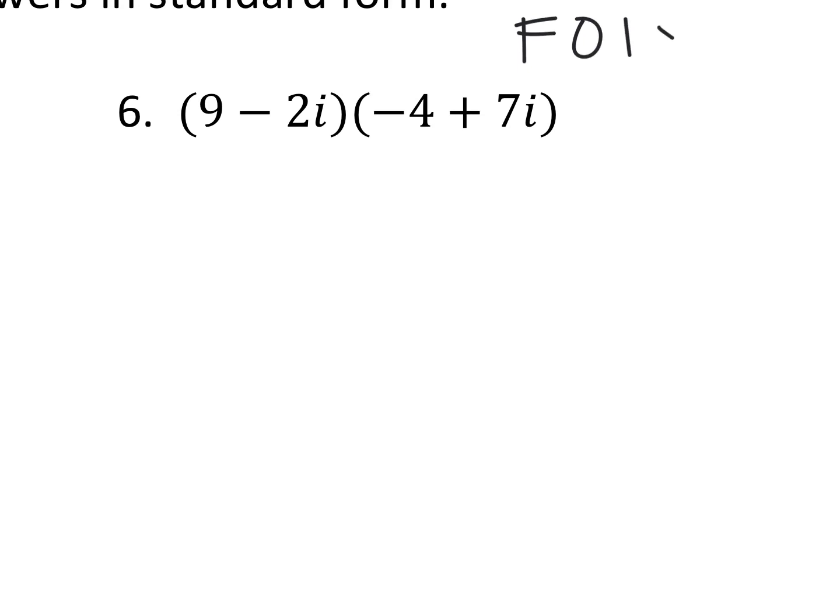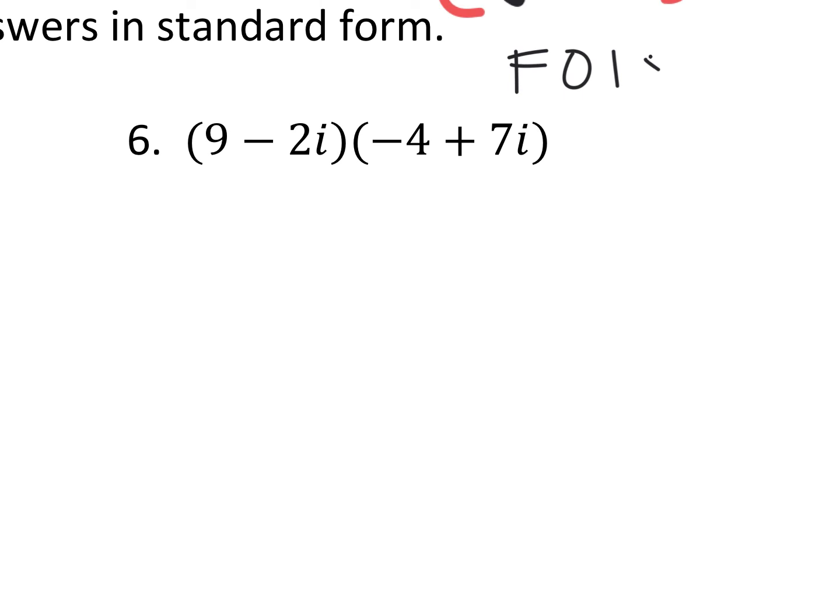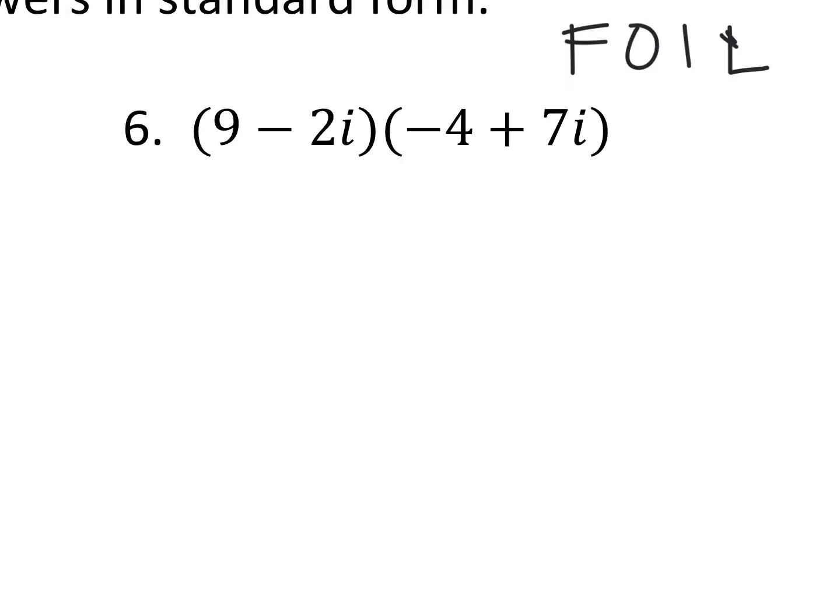FOIL. Oops, I lost my L. Where'd it go? There we go. FOIL stands for first, outer, inner, last. It's just a way to help you remember what order to multiply in, but you don't actually have to use this. This stands for first. So 9 times negative 4 is negative 36.